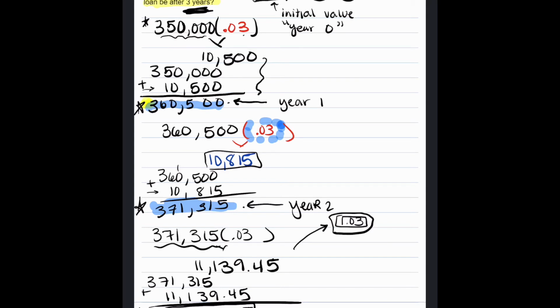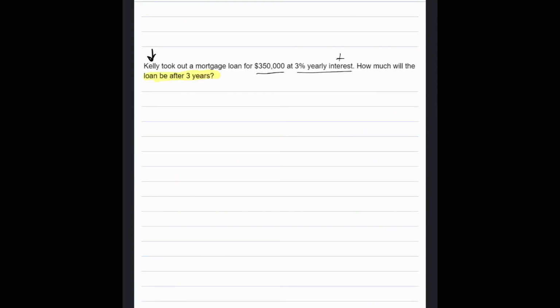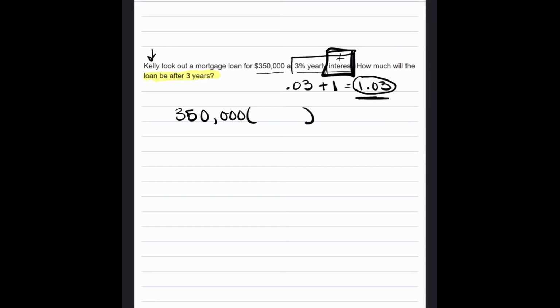I'm going to show you guys another shortcut really quick. Let me delete all this. What you could have also done, and this is actually the shortest way, is say, okay, 3% interest. I know 3% is 0.03. I know interest means add, so you add 1. That gets you 1.03. You could just keep multiplying like this. That's a shortcut. Or you could take that initial value, 350,000, multiply it times this interest rate, 1.03, and raise it to however many years, or months if we're talking months. You raise it to your time, which is usually your x.